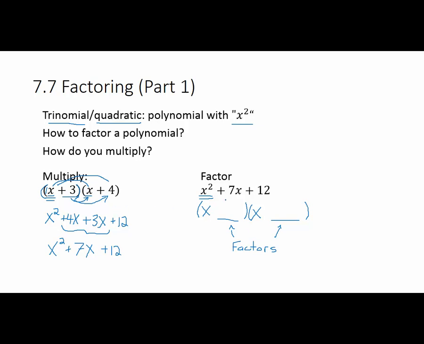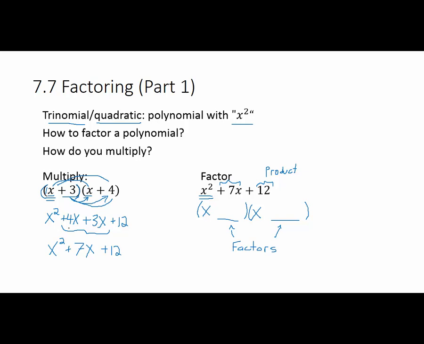And how do you find those things? The only clue that you have is the coefficient of x, the 7, and the constant term, the number on its own, the 12 here. Well, think about where we got those things. That 12 came from multiplying 3 times 4 here, right? 3 times 4 gave us the 12. So this is really the product of our two factors. Product being a fancy math term for multiply.